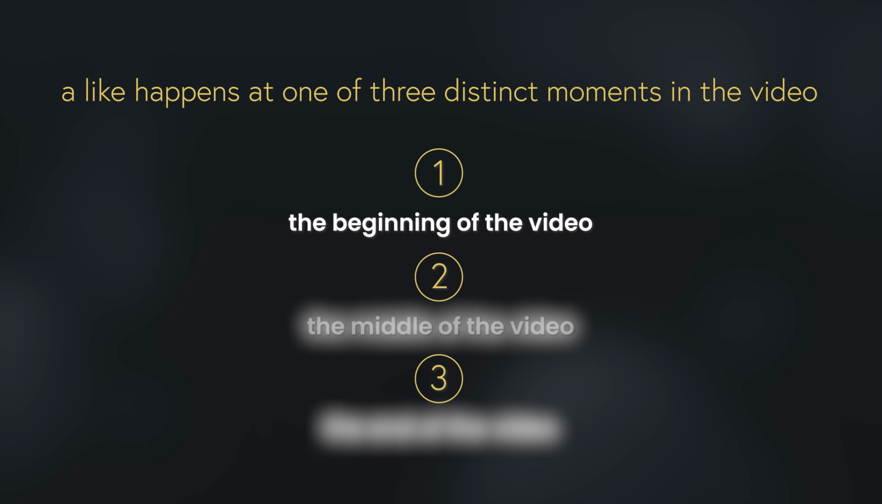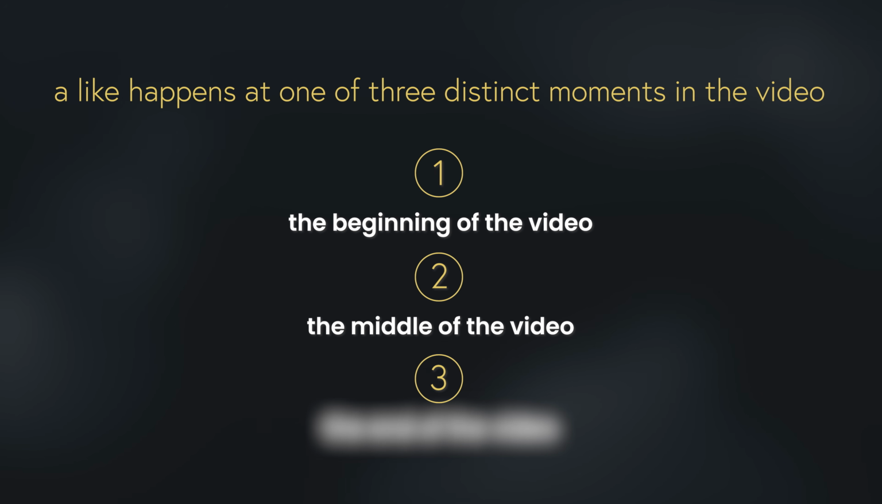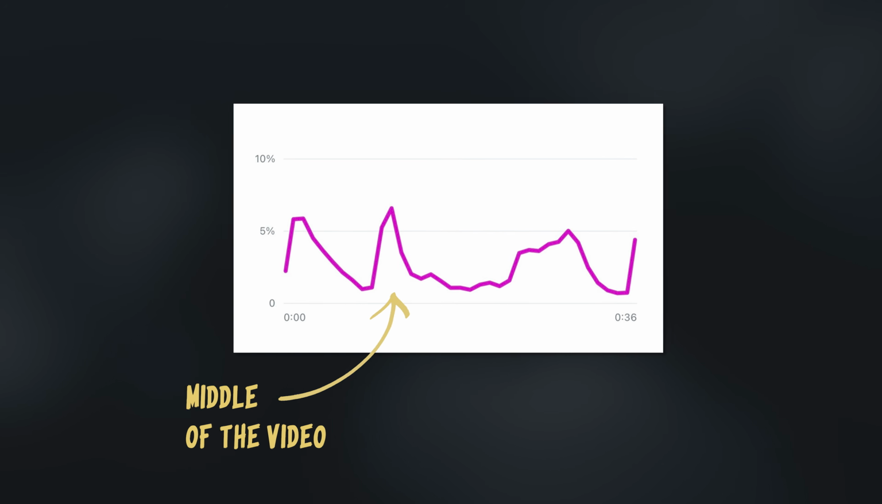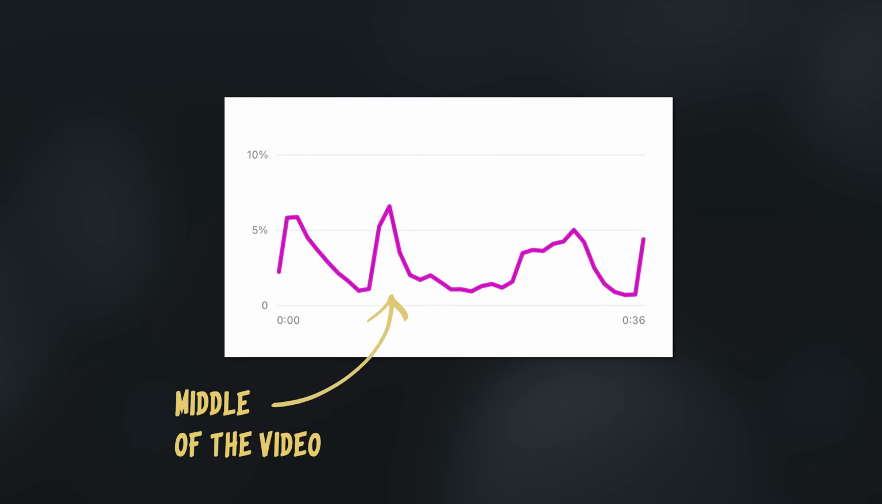The second point is the middle of the video. Likes that happen in the middle of the video almost always come from non-followers. Now, you might be asking, well, why? Well, when your reel is reaching new audiences, those people don't know you yet. They don't trust you yet. So even if your hook landed, they're probably a little skeptical. They're waiting for proof. They're waiting for a reason to literally double tap and hit like.